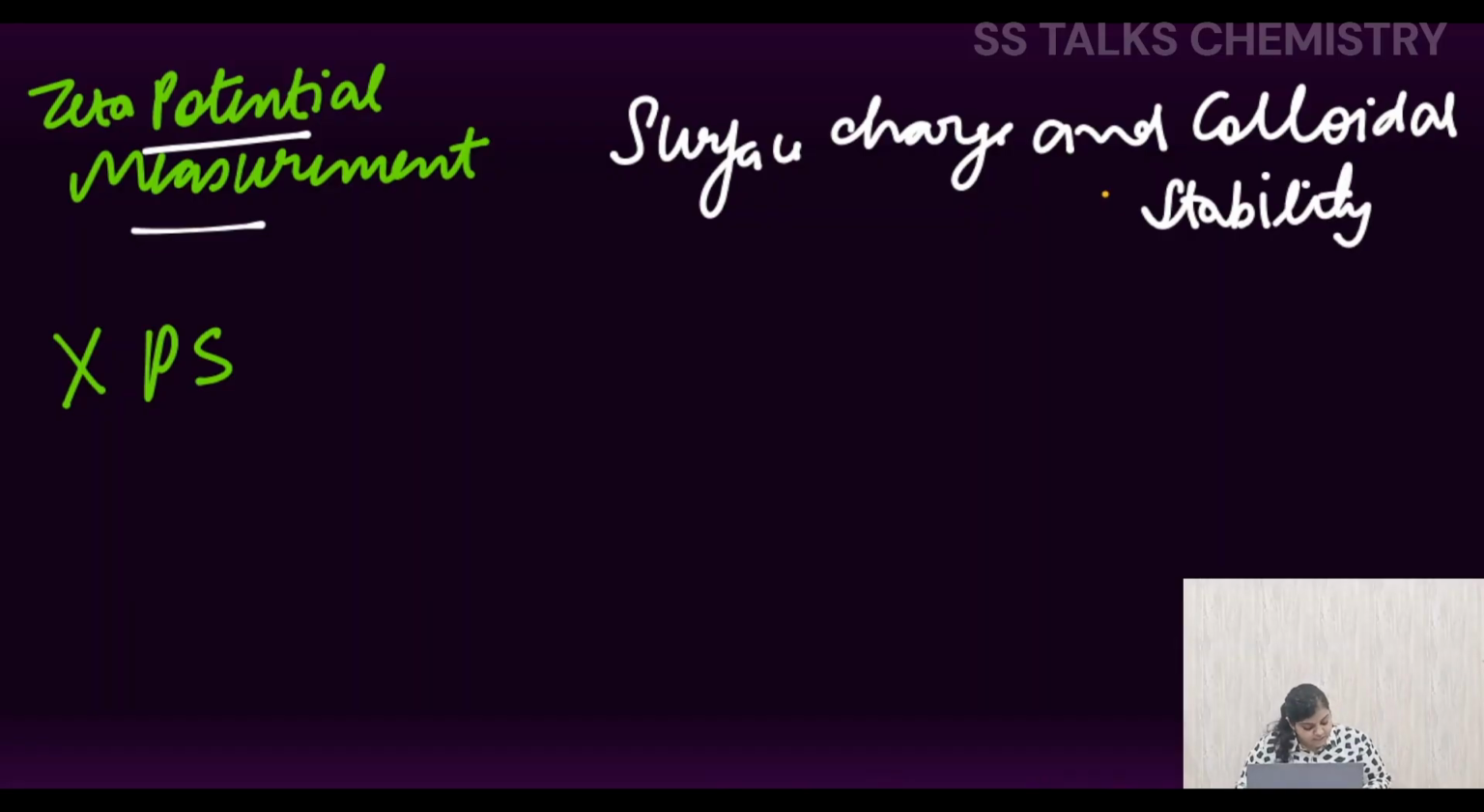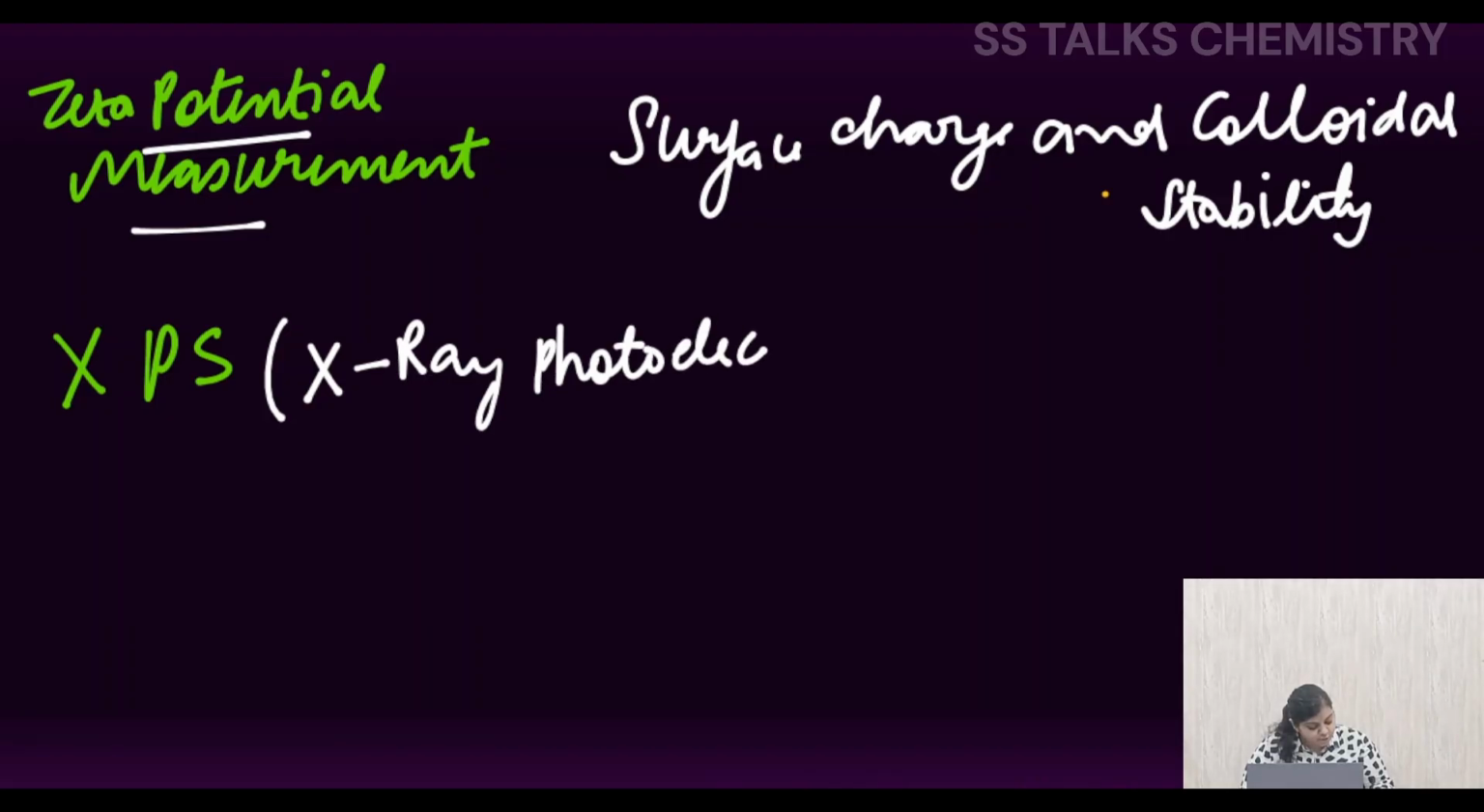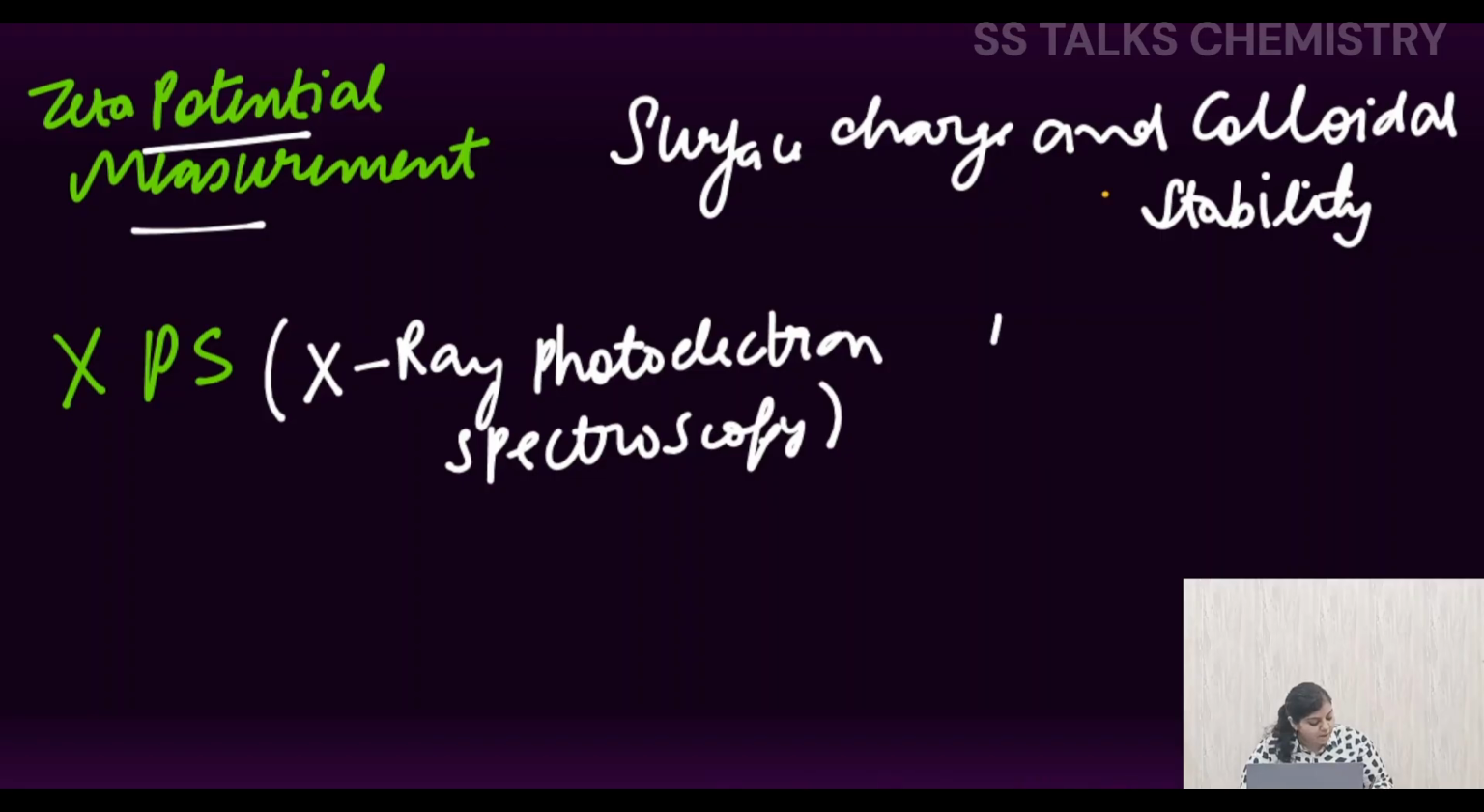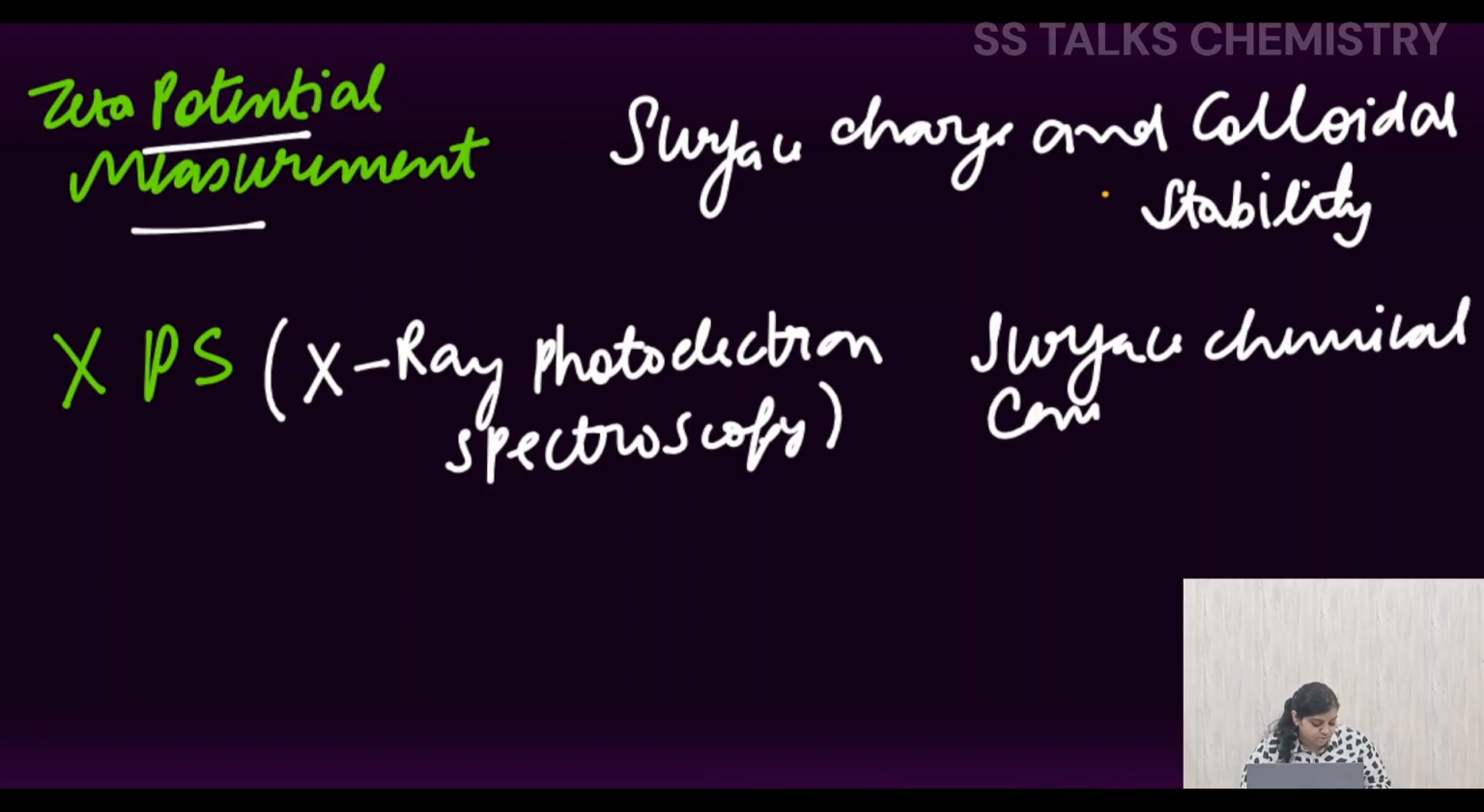Okay. Next technique is your XPS. XPS stands for X-ray photoelectron spectroscopy. So using this, you can tell about the surface chemical composition that you have. Basically, what type of chemicals are present upon the surface, that you can get to know using this technique, and also about the states of it.